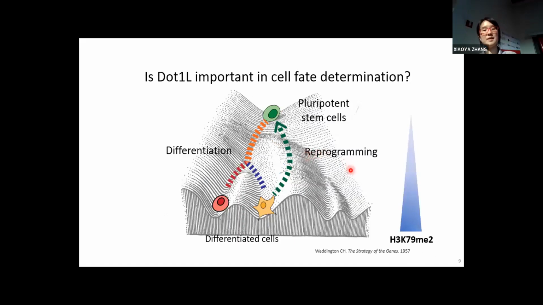So we have seen in the mass spec data that K79 methylation is much more enriched in somatic cells compared to stem cells. So we are asking, is there really a function of DOT1L and this modification during cell fate determination? And to answer that question, we're going to look at the importance of DOT1L in three different models. So our lab used pluripotent stem cells, which can be differentiated into somatic cells, and we also use reprogramming.